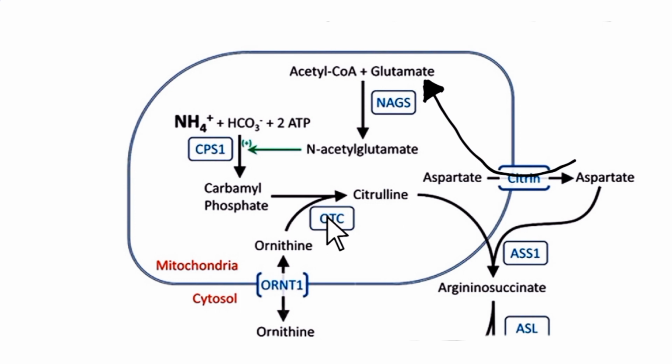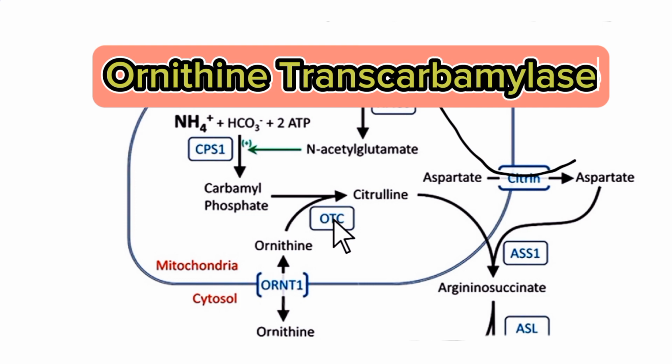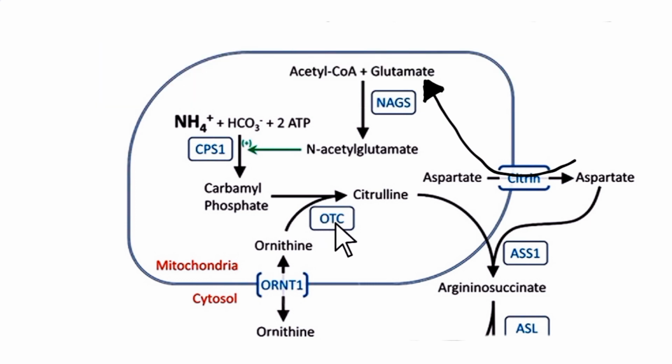The enzyme that's catalyzing this reaction is called ornithine transcarbamylase. This enzyme catalyzes the reaction between ornithine and carbamyl phosphate so that we can form citrulline. Now, what will happen to citrulline? Citrulline is going to be transported to the outside of the mitochondria, and here it's going to be converted to what we call argininosuccinate.